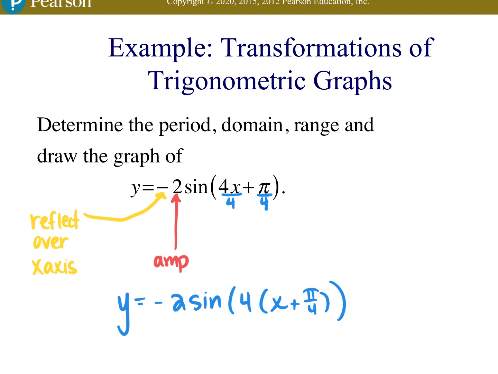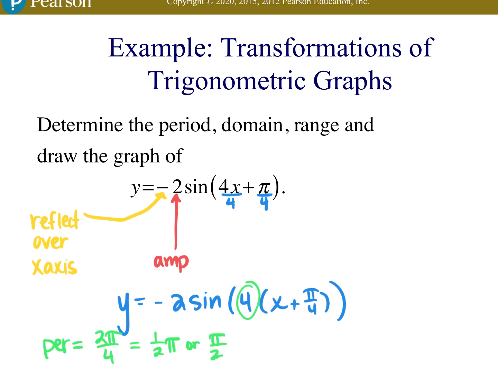Okay, and then we want period. We can get our period from the 4 here. So our period is going to be 2 pi divided by the number 4, which is half pi. That's our period, or pi over 2. I don't mind how you write it, either way.